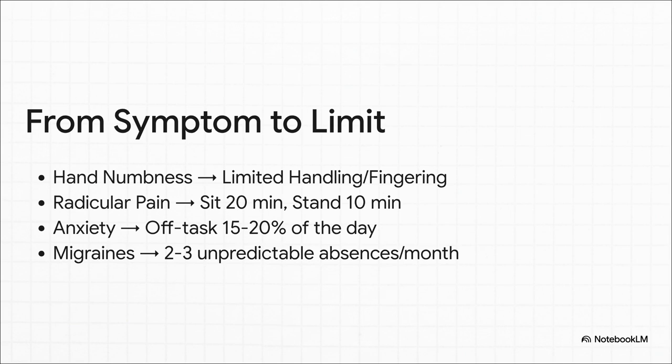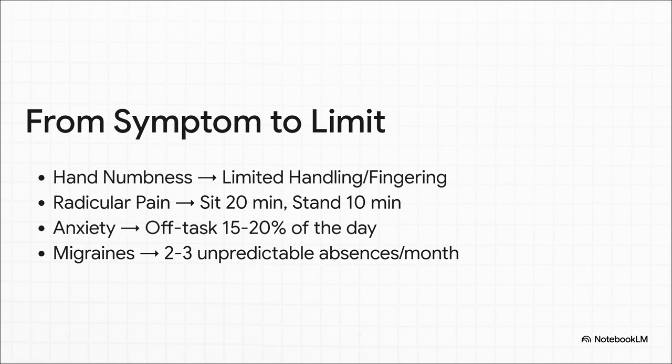This is where you put that RFC idea into action. Strategy 4 is all about becoming a translator. You translate your symptoms into the concrete, work-related language that the SSA understands. So you don't just say, "I have hand numbness." You say, "It limits my ability to handle or finger objects." You don't just say, "I get migraines." You explain, "They cause 2 to 3 unpredictable absences every single month."